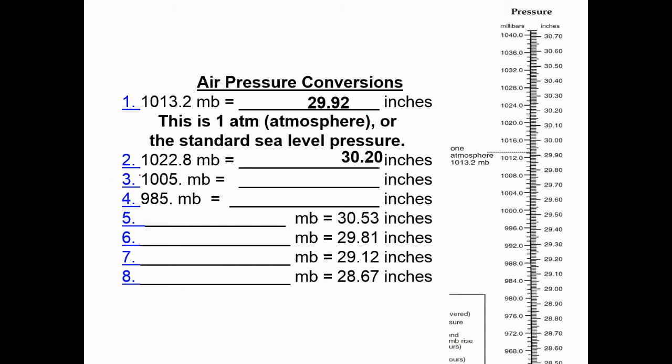All right, so then I have 1005.0, there should be a 0.0 here. 1004, 1005, and then if I go across, it's right here, 29.65, 66, 67, 68. Looks like it should be right around 29.68 inches. If you get 29.69, that's okay. So why don't you pause the video and try the next one on your own.